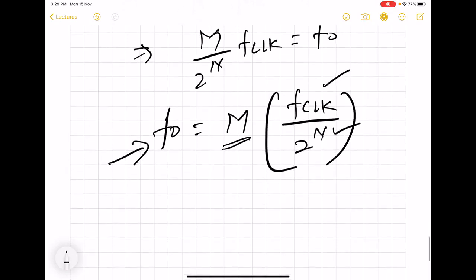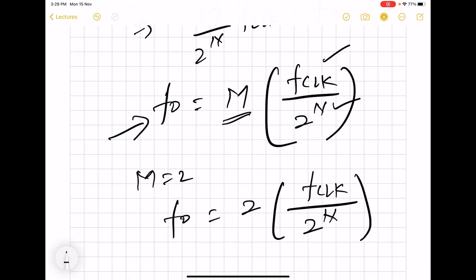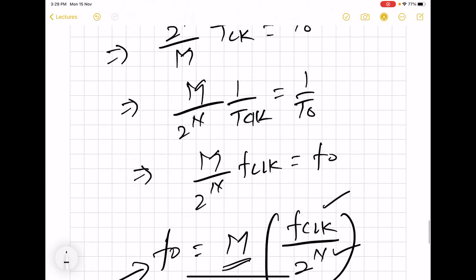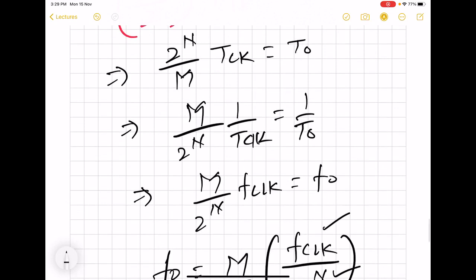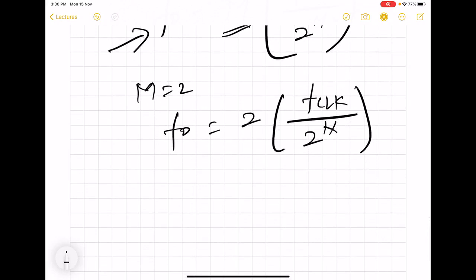So for example, when we take m is equal to 2, then we see that we will have 2 f clock by 2 raised power n. So this way we can change the frequency of the output by varying the parameter m. The largest frequency that we can produce.